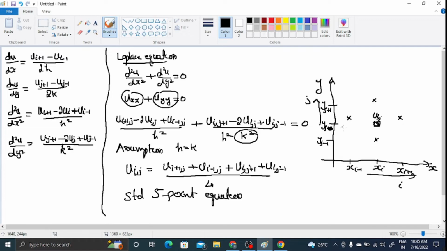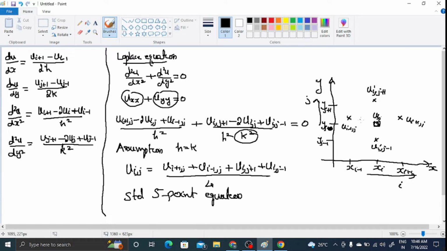Okay, so please note, this is u(i-1,j), this is u(i+1,j), this is u(i,j-1), this is u(i,j+1). So by using these 4 points, we are finding u(i,j). In last class I told you we can do some slight modification on this one.